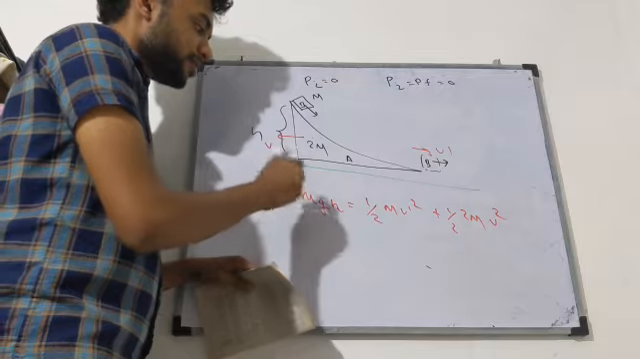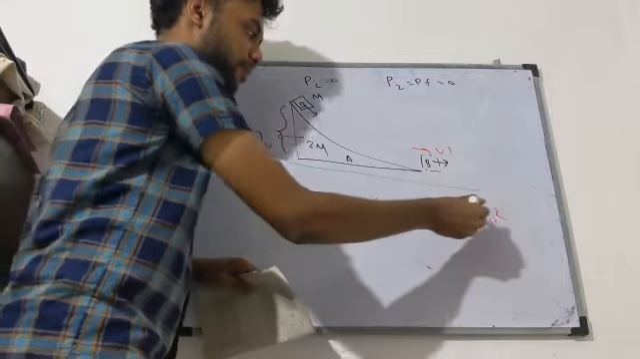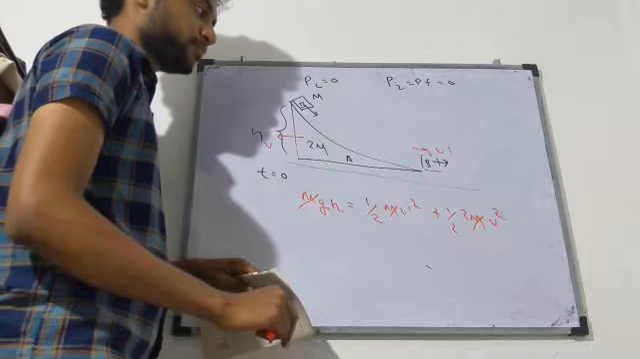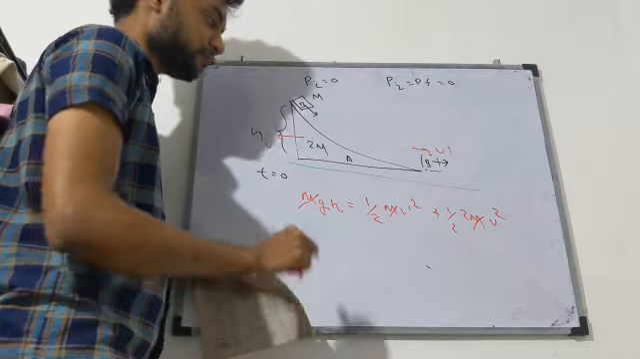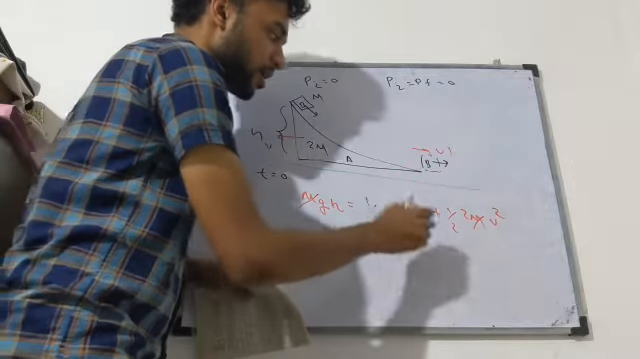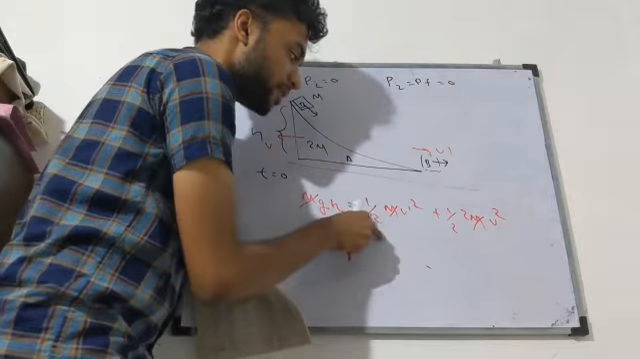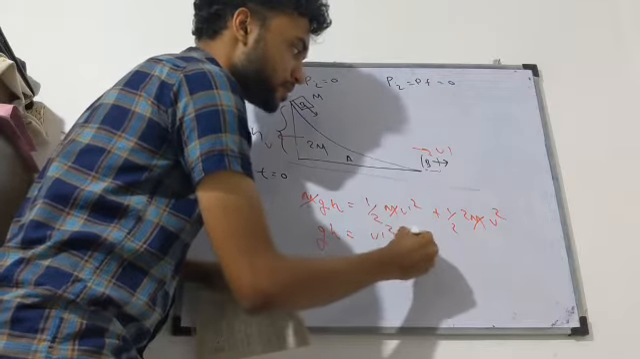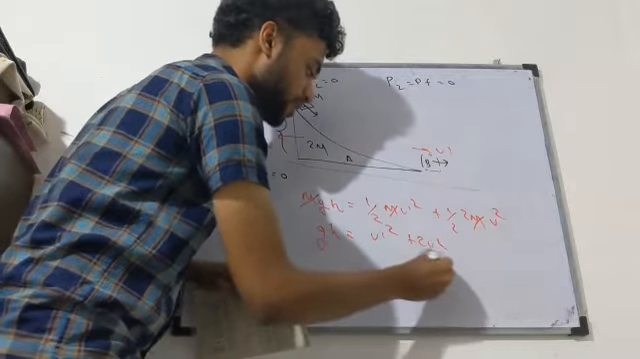Then we can say m cancels off. Here we have what? gh should be equal to, now 2 is common down, so we have what? v dash squared plus 2v squared divided by 2.